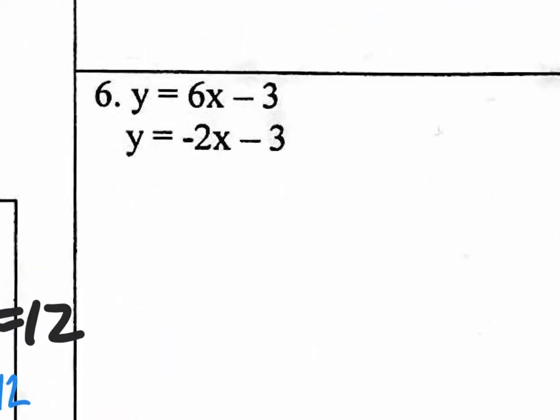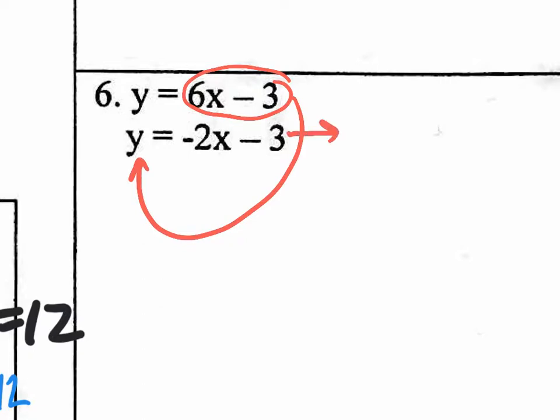Number 6, you could take this variable expression and substitute it into here and get a new equation that reads 6x minus 3 equals negative 2x minus 3. And then you could solve this equation. But hold your horses. Why do I say that? Because both equations are in slope-intercept form. So I could already visualize the graphs. I already know that this one crosses the y-axis at negative 3 and it goes up 6 over 1. I know that this one also crosses at negative 3 and it goes down 2 over 1.